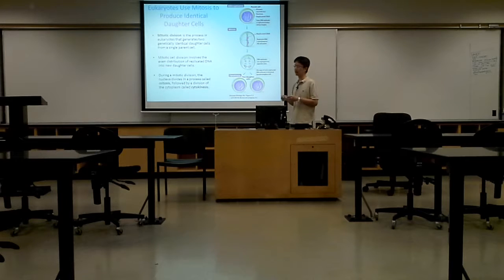For eukaryotic cells, we also use mitosis. As I mentioned, mitosis will give daughter cells that are identical to the parent cell. So the new term here is cytokinesis. Cyto means cell. So cytokinesis basically is a splitting of the cell into two.